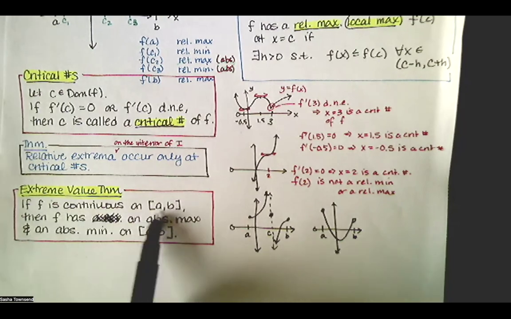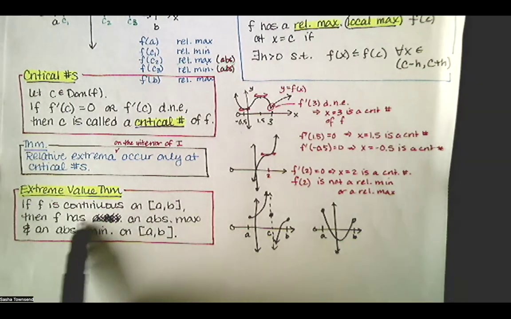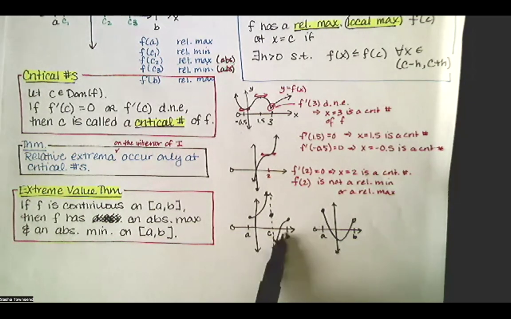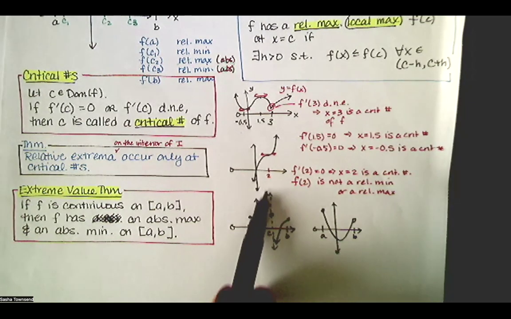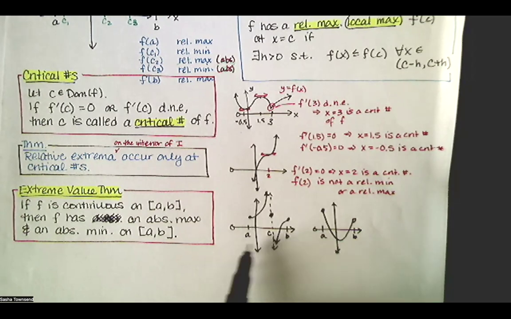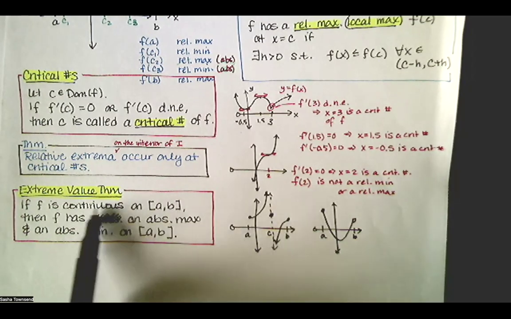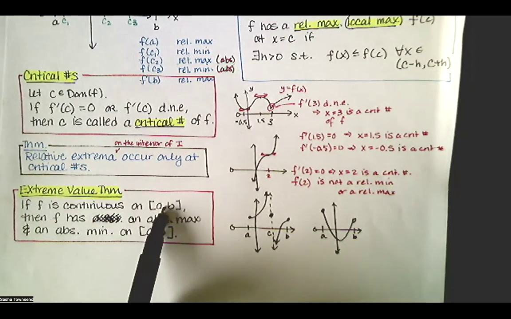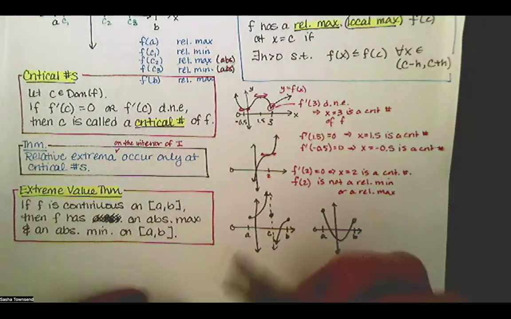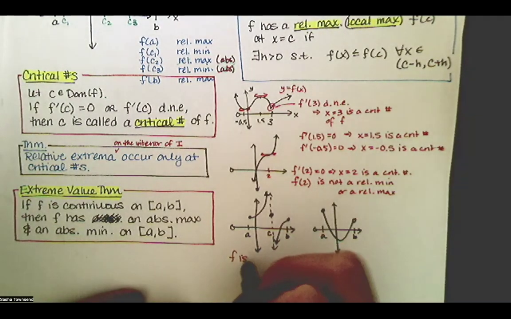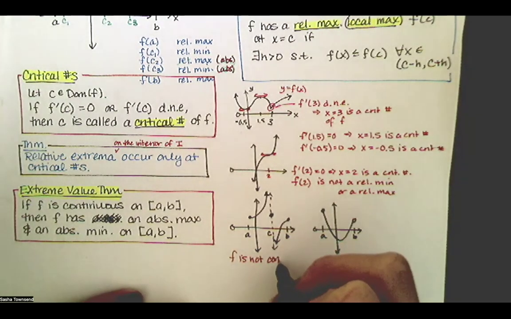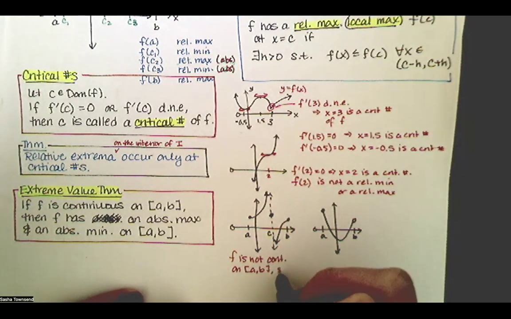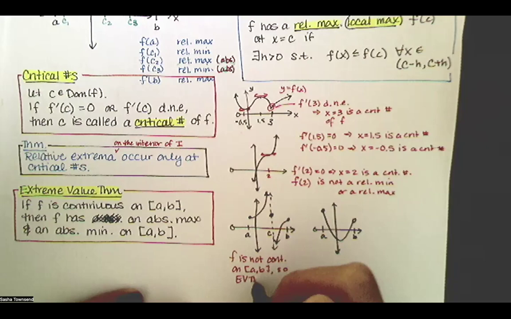We say if the function is continuous on the interval from a to b, then it has an absolute max or an absolute min. Does this function have an absolute max or min? No, it goes to negative infinity and positive infinity. So that's not possible, but I guess my point is the theorem doesn't even apply because the function isn't continuous on the interval. So we'll say f is not continuous. So the extreme value theorem does not apply.